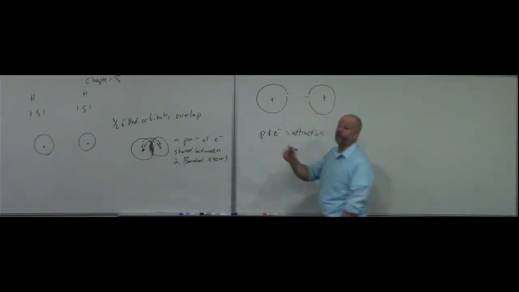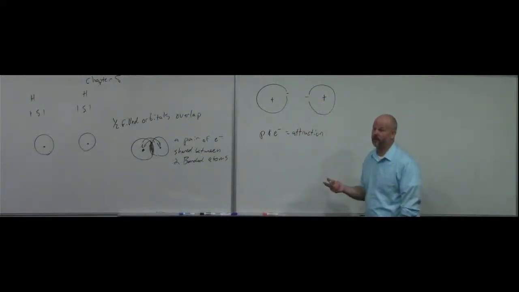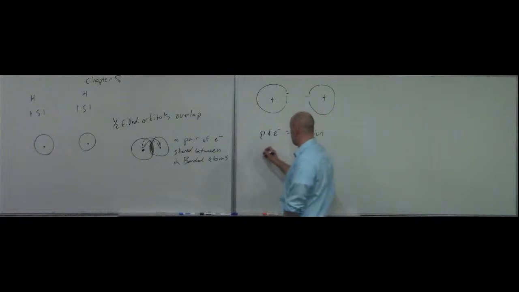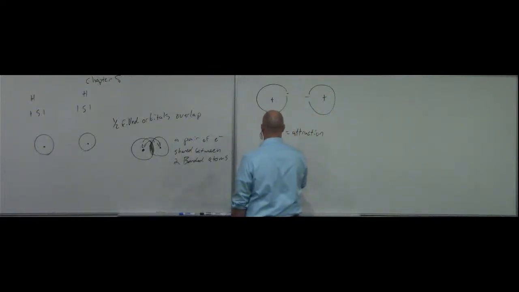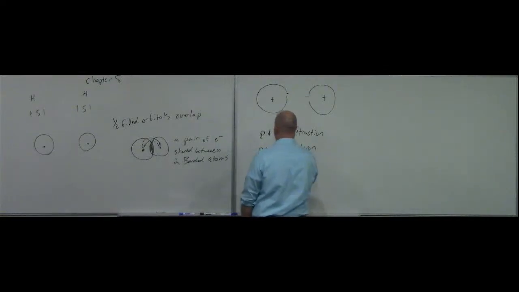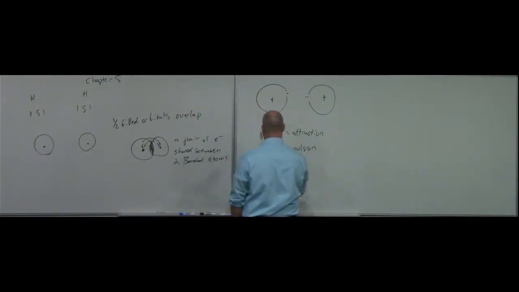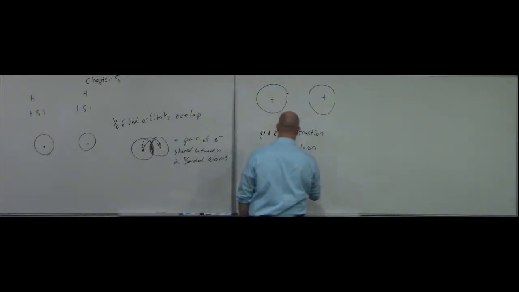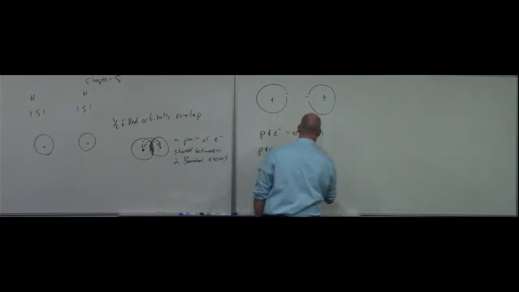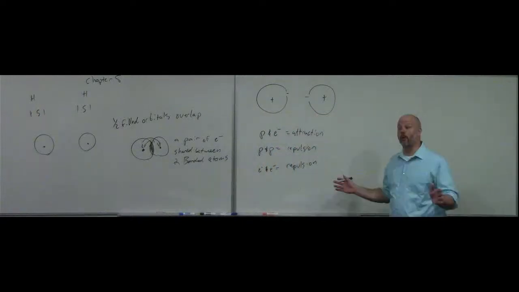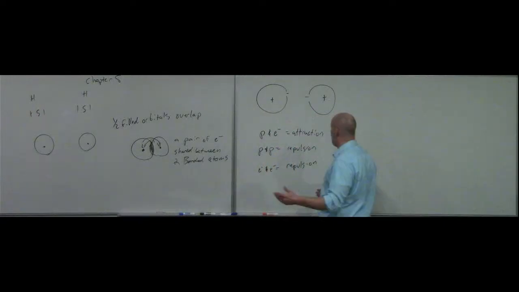Great. I've got two other forces at play here, though, right? What are they? The repulsion from the proton. Yeah, I've got a proton and a proton, which equals repulsion. And I've got electron and electron, and that is repulsion. So attraction must be greater than repulsion.